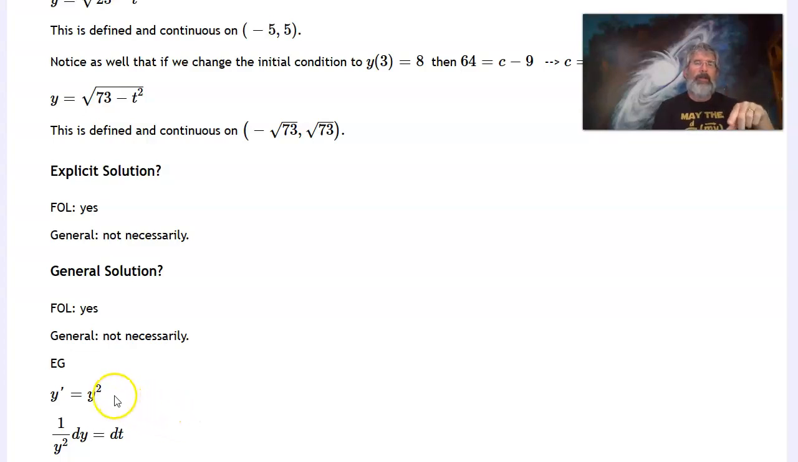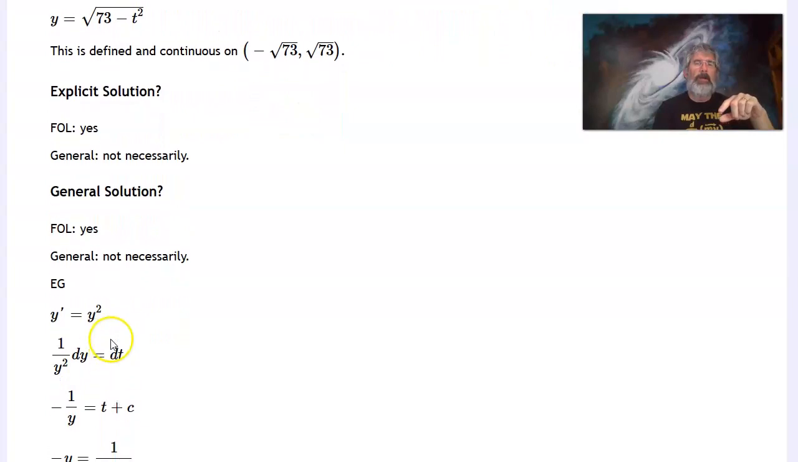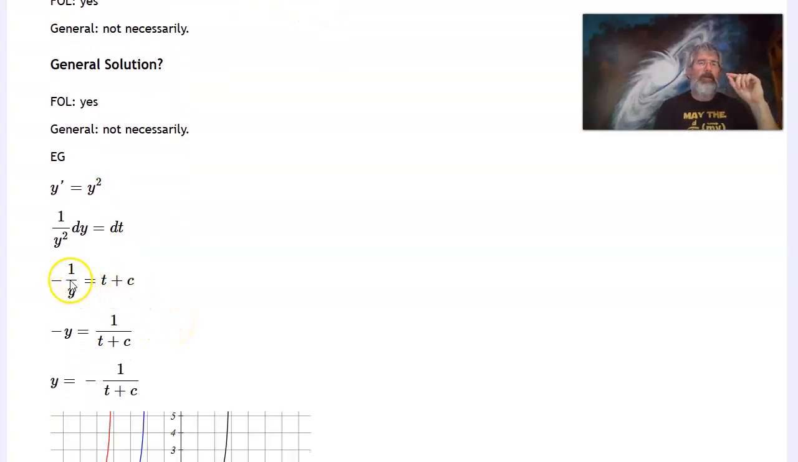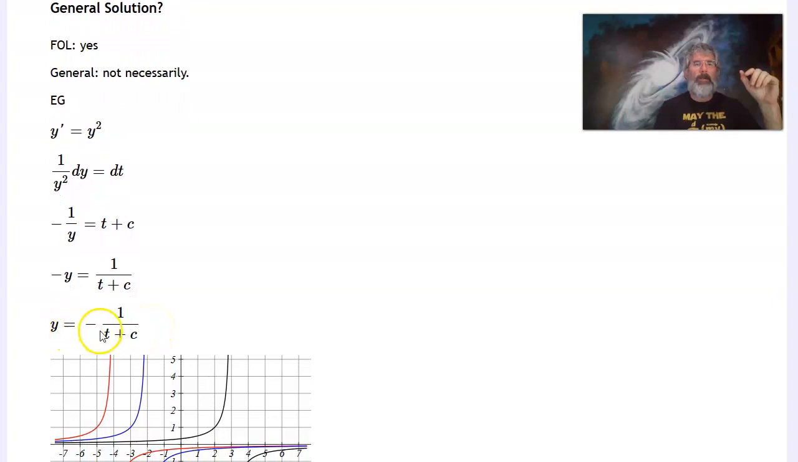For example, here's an equation, y prime equals y squared. I'm going to see if I can find all the solutions. Right? So this is separable. I'm going to divide both sides by y squared, multiply both sides by dt, sorry, and then integrate. So this is a y to the minus 2, so it integrates to y to the minus 1 divided by minus 1. The integral of dt, of course, is t, and then plus a constant. Now solve for y, so I'll take the reciprocal of both sides, and then multiply by -1, and I get that y equals -1 over t plus c.